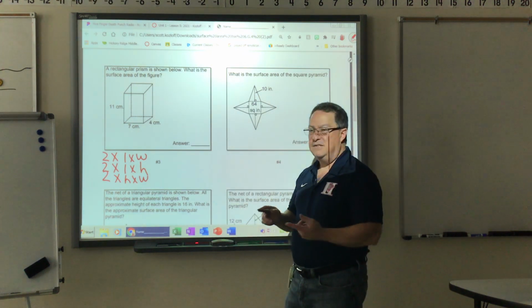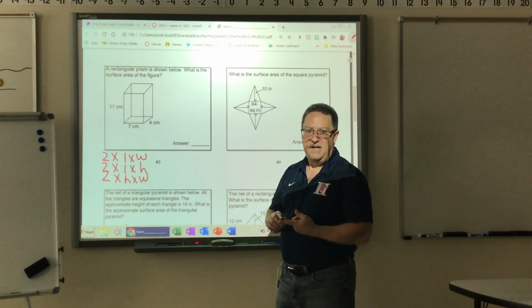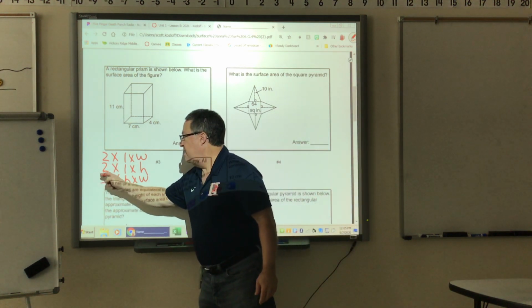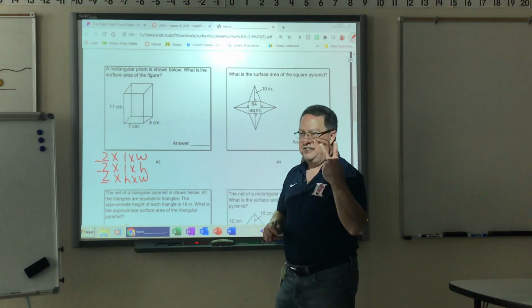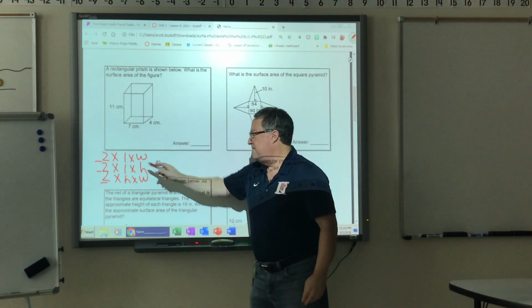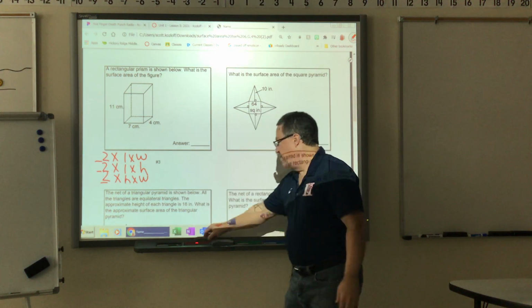Once again, because the front and the back are the same, the left and the right side are the same, and the top and the bottom are the same. That's where we get the 2's from. It's twice the length times the width, twice the length times the height, and twice the height times the width.